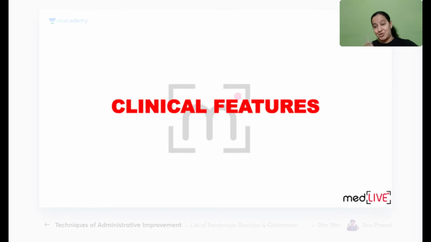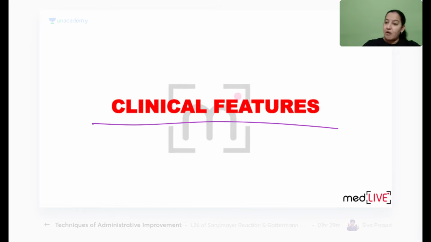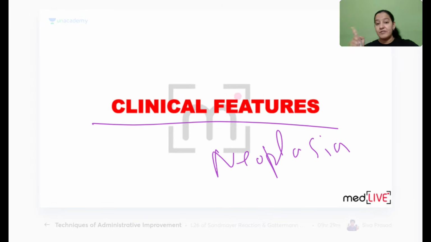So let me start a new topic now. The new topic I'm going to start now is clinical features of what? Of course, of neoplasia or tumor. What are the clinical features? One of the main clinical features in neoplasia is paraneoplastic syndrome. So I will discuss paraneoplastic syndrome in detail. Let me enumerate all clinical features. I will give a brief introduction about the rest of the clinical features, but I will discuss paraneoplastic syndrome in detail. Done. So let me start the clinical features of neoplasia.